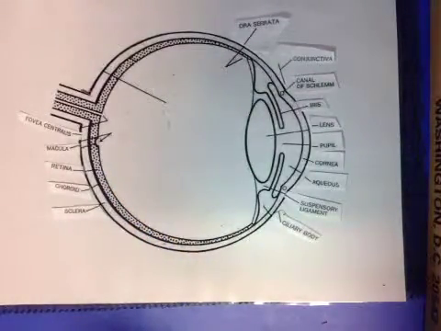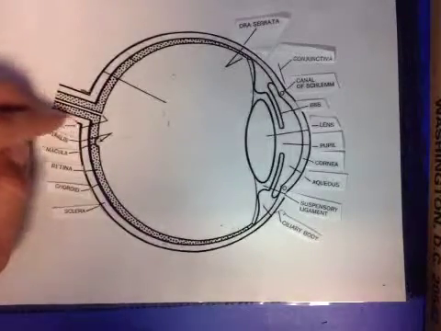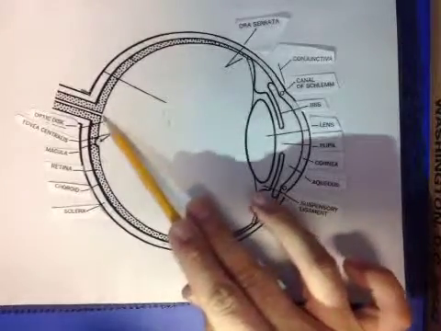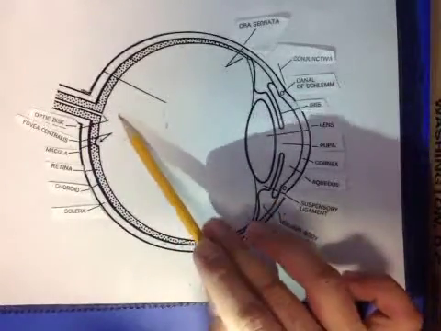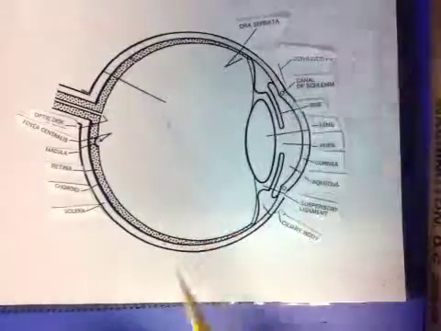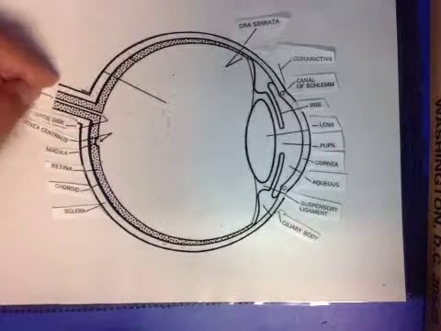Okay, optic disc. Is right here. So optic disc is back here. And it's the area where the optic nerve is leaving the eye, and it creates a blind spot. Okay, next is the optic nerve, which is right there.